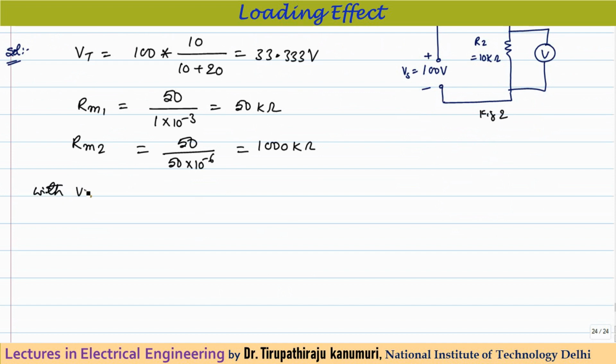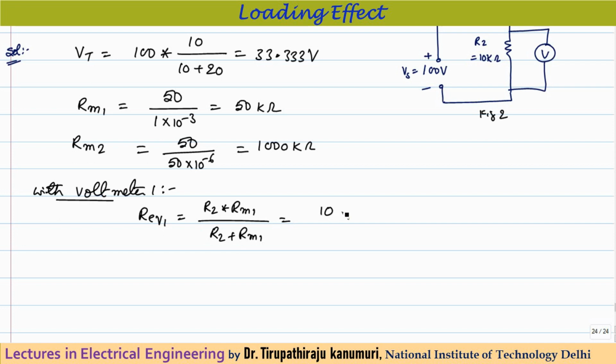So first one I am taking with voltmeter 1. With voltmeter 1, when you are measuring, how it will come. We can calculate the equivalent resistance with voltmeter 1 will be equal to R2 multiplied by Rm divided by R2 plus Rm. You agree with me? So this will be equal to R2 multiplied by Rm1 divided by R2 plus Rm1. R2 is 10 kilo ohms multiplied by Rm1, Rm1 is 50, divided by 10 plus 50. Agree with me? So this one, if you calculate, you will get it as 50 by 6.